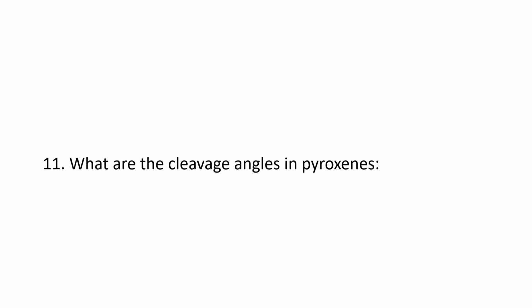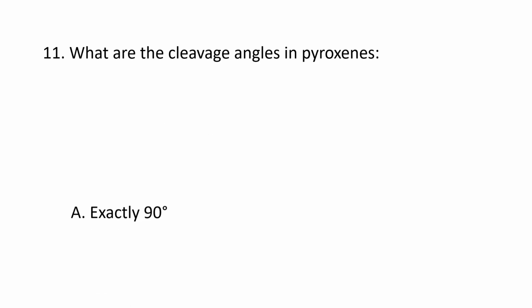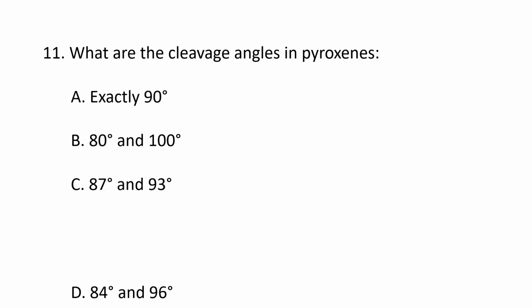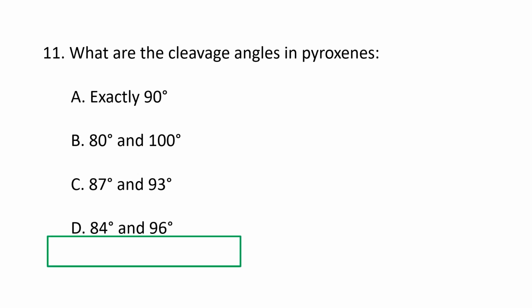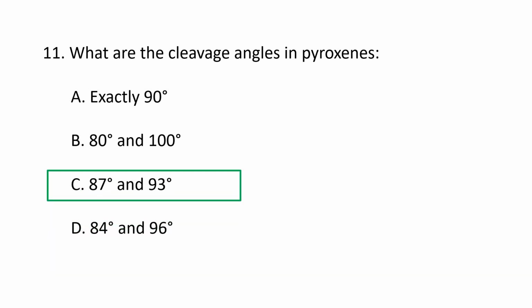Pigeonite. Next question. What are the cleavage angles in pyroxenes? Simple question. A. Exactly 90 degrees, B. 80 and 100 degrees, C. 87 and 93 degrees, D. 84 and 96 degrees. The cleavage angles in pyroxenes are 87 and 93, whereas amphiboles have the characteristic cleavage angles of 56 and 124. So this is the distinguishing feature between pyroxenes and amphiboles. So here C is the correct option, 87 and 93.